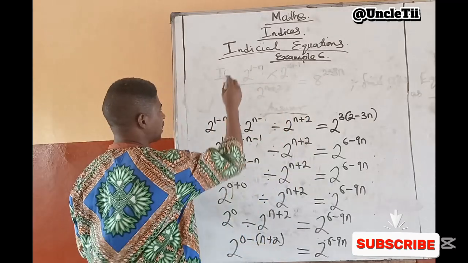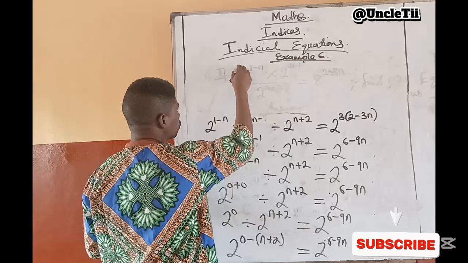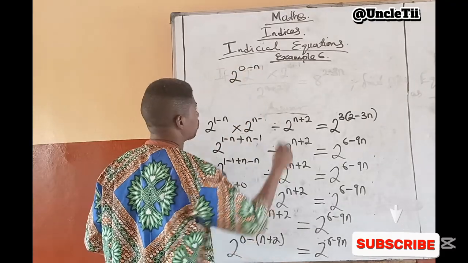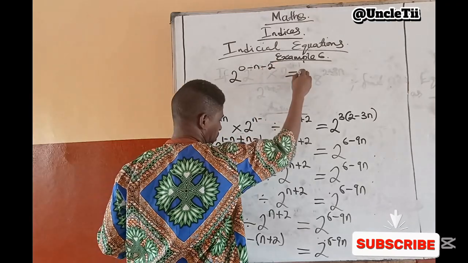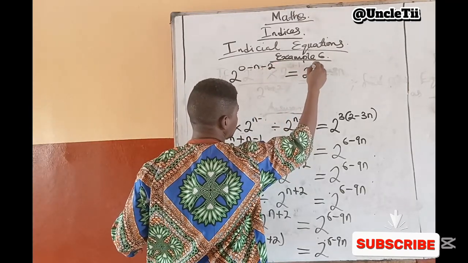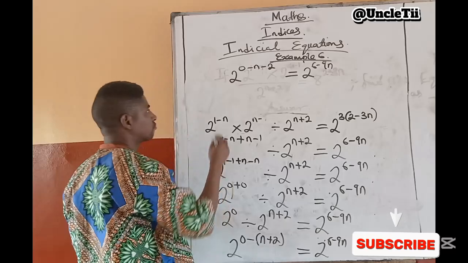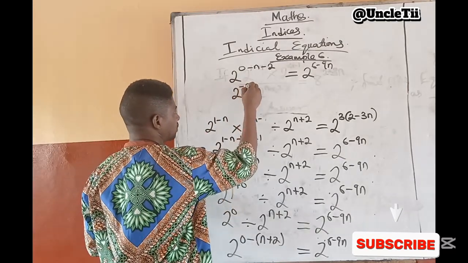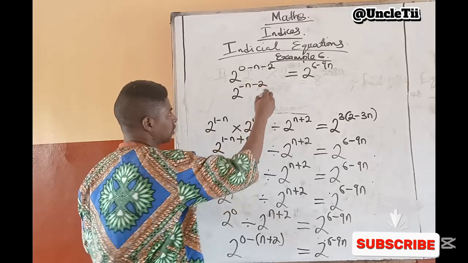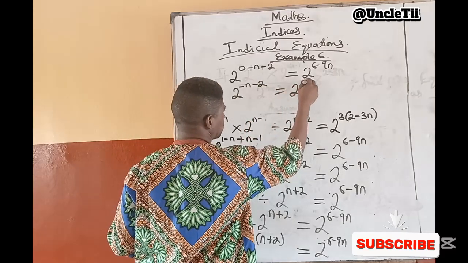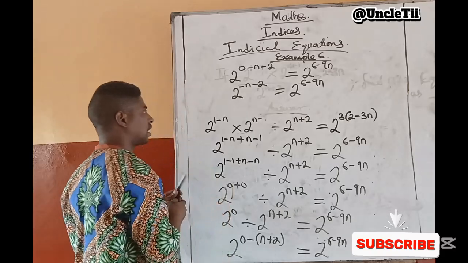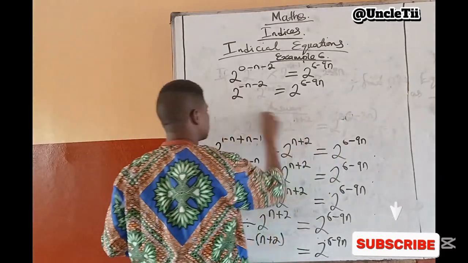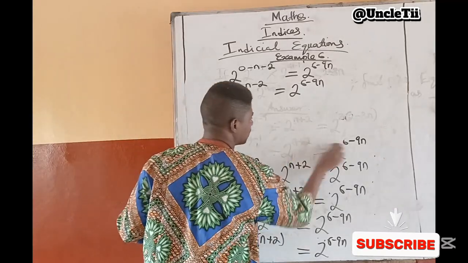So, if we simplify the left hand side, we are going to have 2 raised to power 0, minus times n, minus times plus 2, minus 2, equal to 2 raised to power 6 minus 9n. This will give us 2 raised to power 0 minus n, then minus 2, equals 2 raised to power 6 minus 9n. Now this is a proper indicial equation. This is a proper equation involving indices.